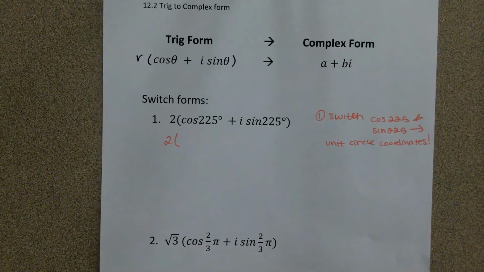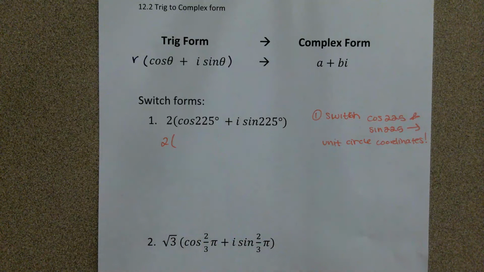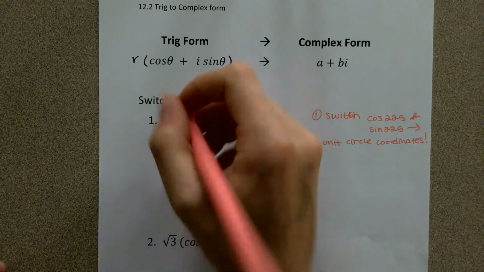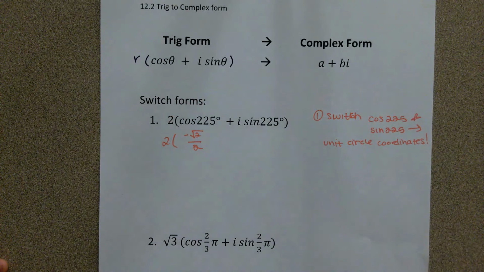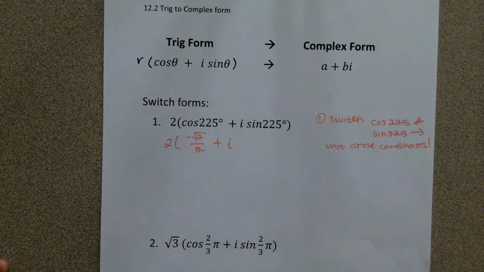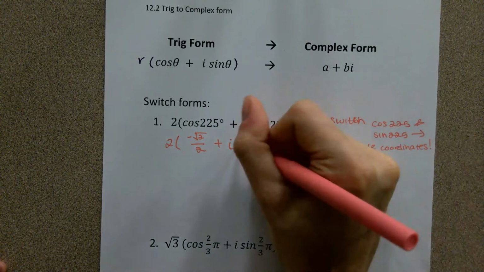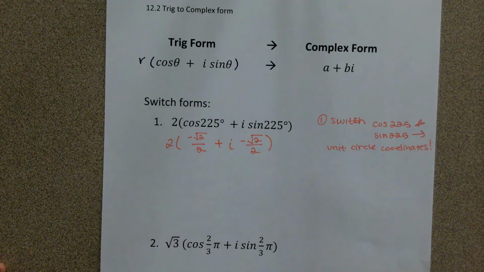So this does go back to the unit circle, cosine of 225. You can look at your unit circle, and that is going to be your x value. It turns out to be negative root 2 over 2. And then I have plus i sine of 225, which also turns out to be negative square root of 2 over 2.